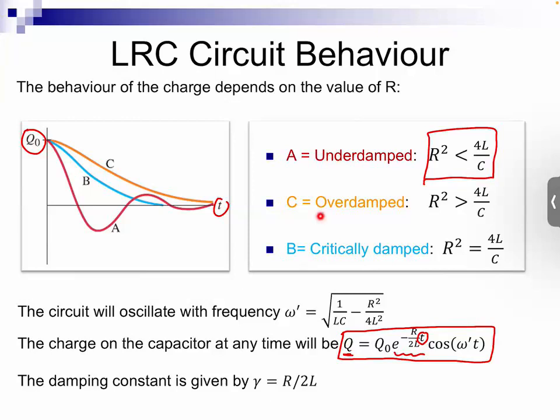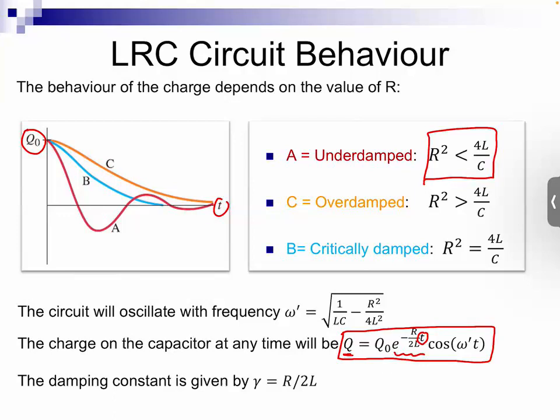Okay. For the overdamped case, this is when the resistor is very large. The resistor is greater than 4L over C. This is this orange graph here. Since the resistor is very large, in the process where the energy is being transferred from your capacitor to the inductor, a lot of energy has been dissipated already, such that almost no energy is transferred to your inductor. So yes, you can see there's almost no oscillation in the overdamped case.